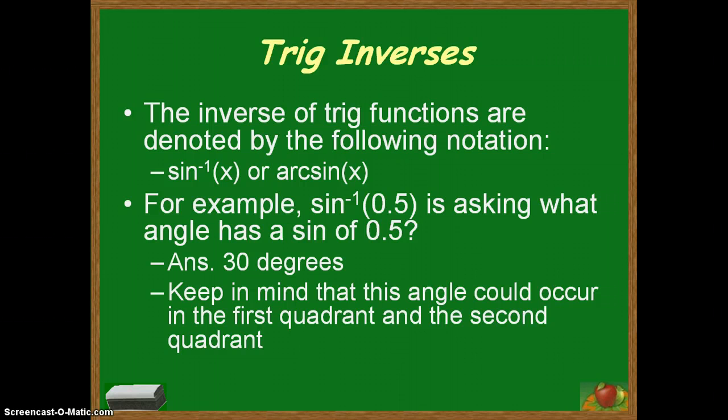Trig inverses. Inverse of trig functions are denoted one of two ways, either by sine -1 of x or something called arc sine of x. In each case, they are asking for what angle has a sine of whatever's in parentheses. For example, sine -1 of 0.5 is asking what angle has a sine of 0.5. The answer would be 30 degrees, or in radians, pi over 6.